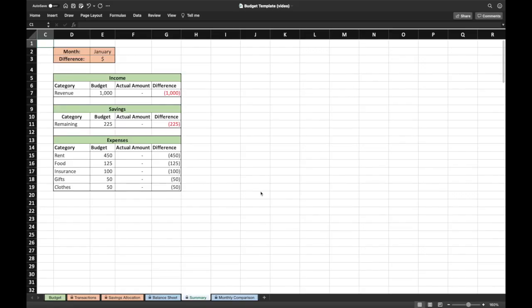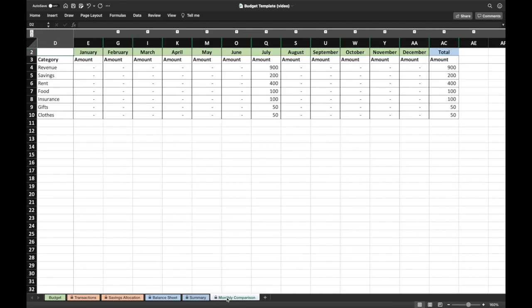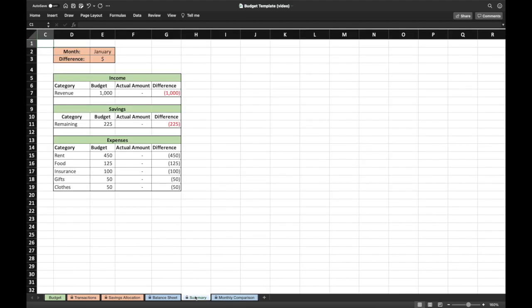Now that you know how to set your budget, record your data, and how to interpret the balance sheet, it's time to learn how to analyze your data. The good news is that it's not too complicated. There are two worksheets involved with this, the summary and the monthly comparison. Let's talk about the summary first.